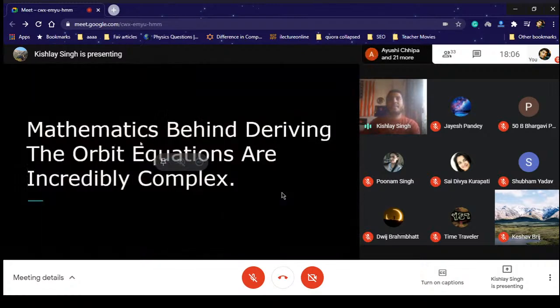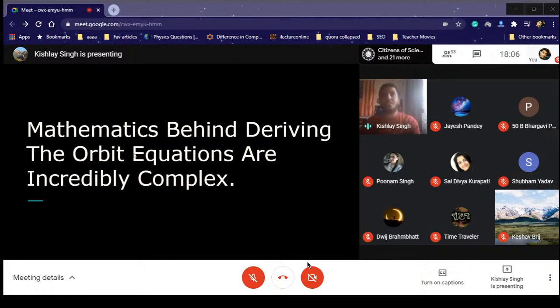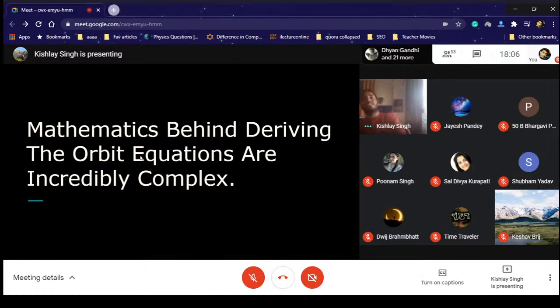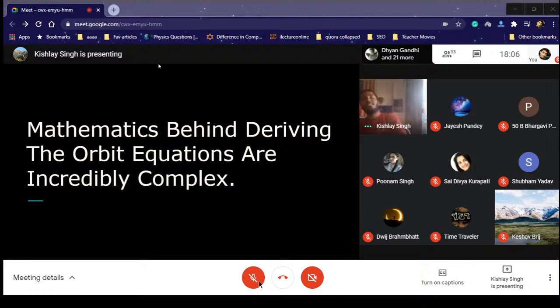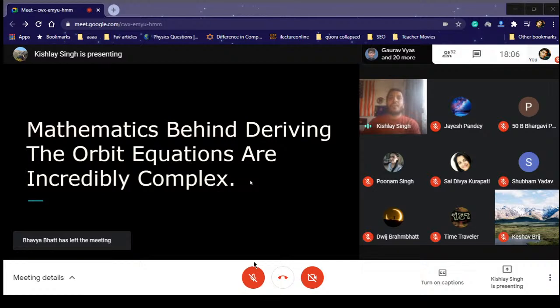The mathematics behind deriving the orbit equations is incredibly complex. Even for me, it took about 2 to 3 minutes to understand what the equation is trying to say. But right now, I'm not here to put maths on you. I'll just make you taste the fruit that general relativity comes out with, right?